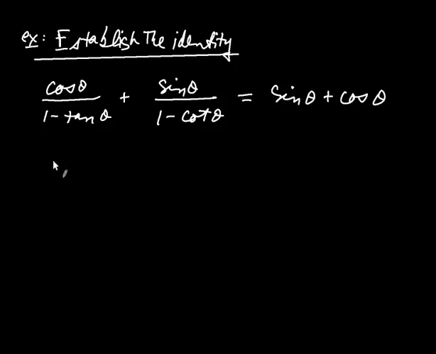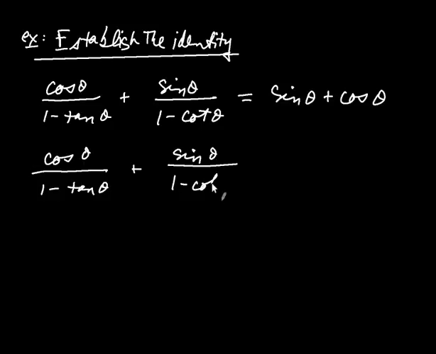Okay, so you take that cosine theta over 1 minus tangent theta plus sine theta over 1 minus cotangent theta. And what I'm hoping to do is simplify this left-hand side enough to get it down to the right-hand side, just like before. And as we did in the previous example, we're going to express tangent of theta and cotangent of theta in terms of sines and cosines.